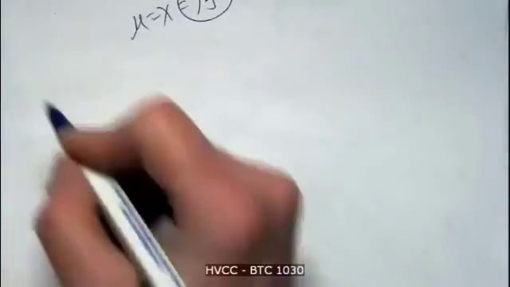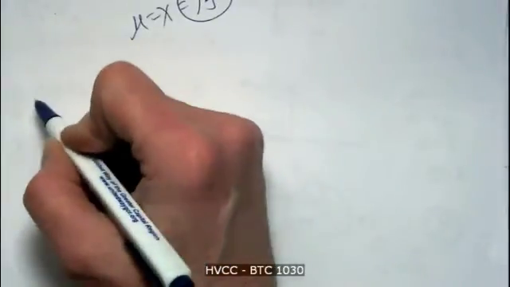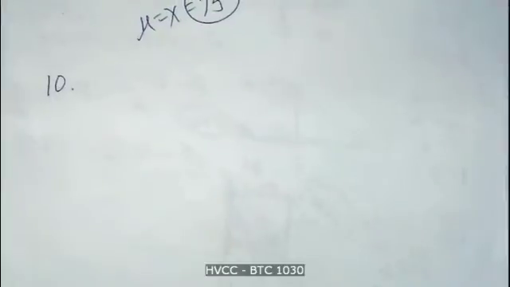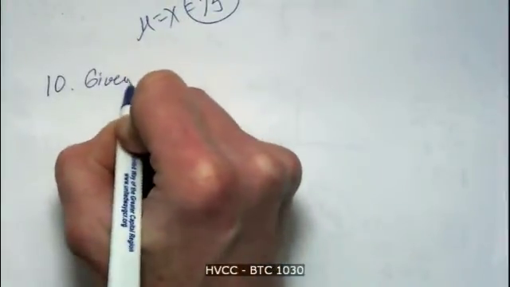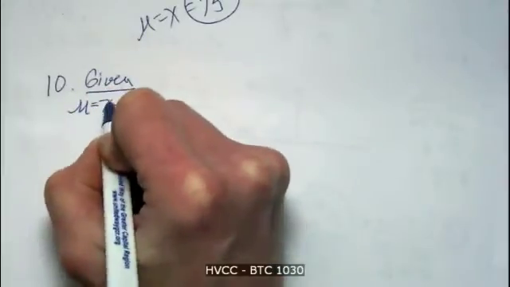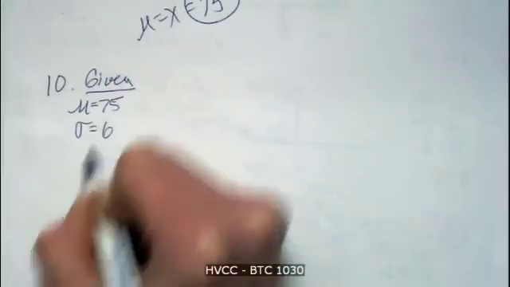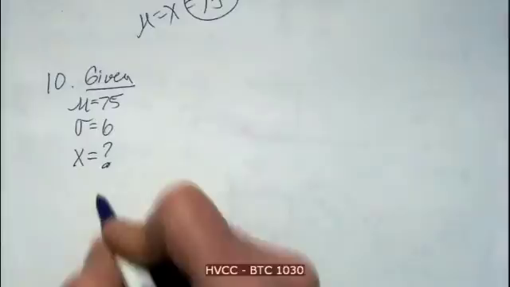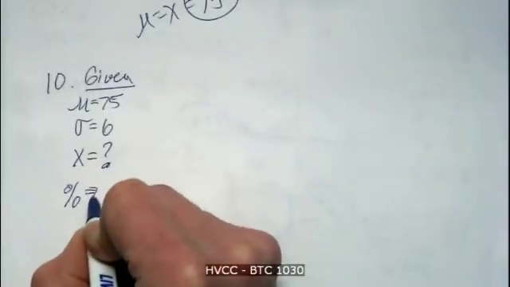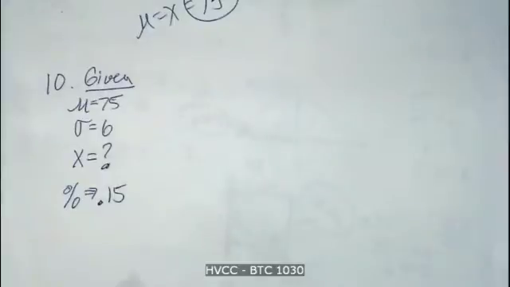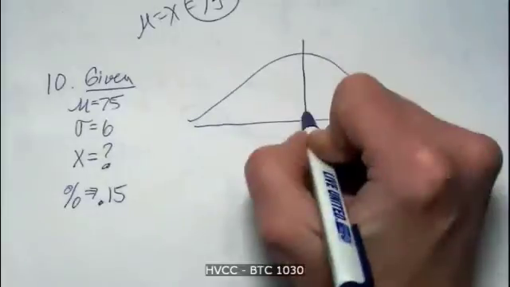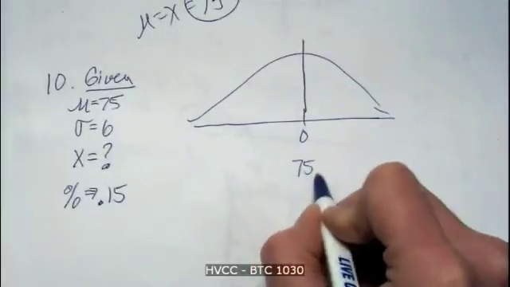So let's go on to 11, which is a little more challenging. No, sorry, 10. How many seconds go by before 15% of the factory workers have assembled the part? Well, first thing you do is write your given. Mu is 75. Standard deviation is 6. And this time, I don't give you X. I give you the percent, which is 15%. Same exact procedure. We draw a curve. Here's 0. Here's 75.